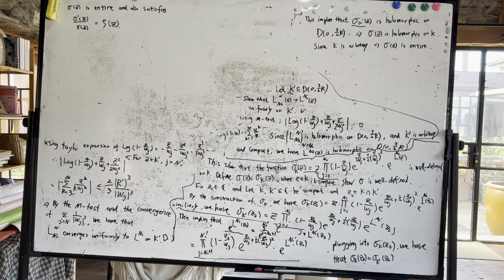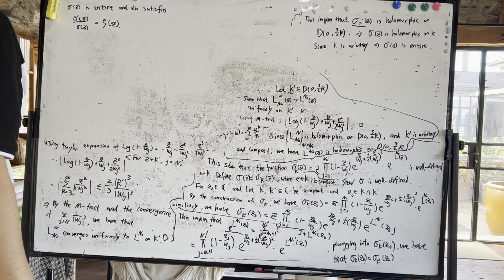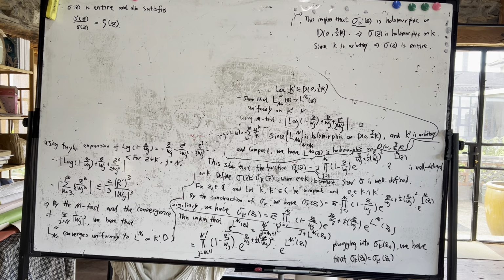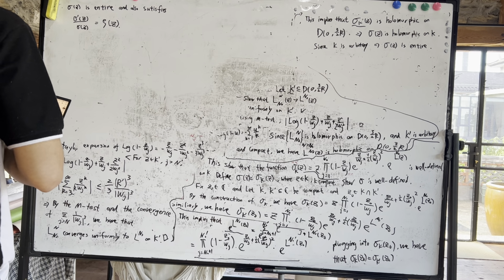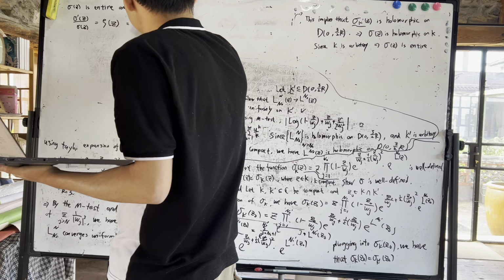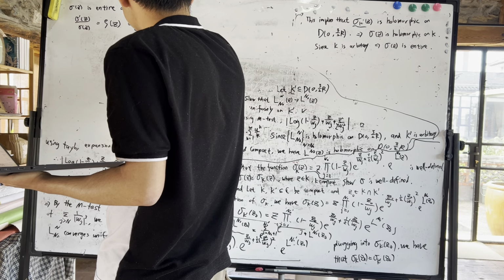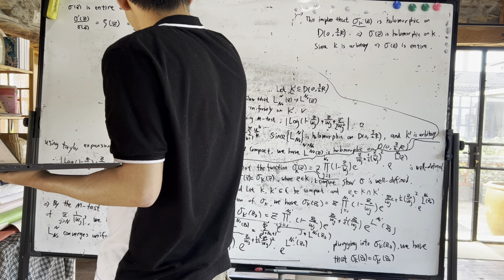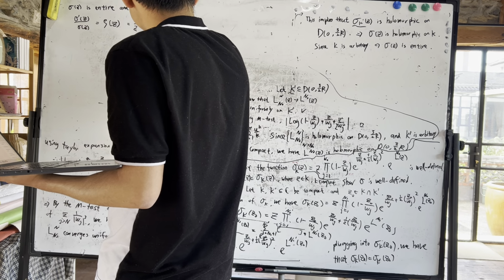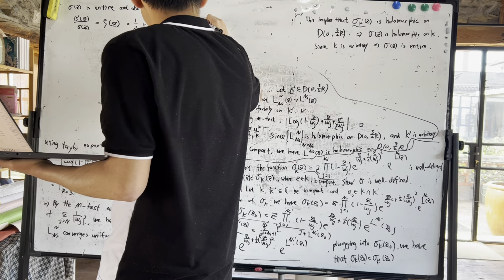So let's verify this one. Let's recall what this zeta z is. By definition, zeta z is equal to 1 over z plus the sum over omega not equal to 0 of the summand 1 over z minus omega plus 1 over omega plus z over omega squared.